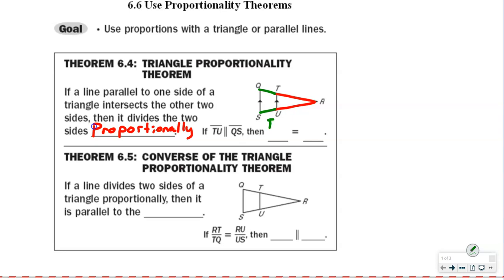So if I say RT over TQ will be equal to RU over US, I would be dividing those sides proportionally. Those sides are now proportional. So we've got our long sides in red on top and the shorter sides in green on bottom.